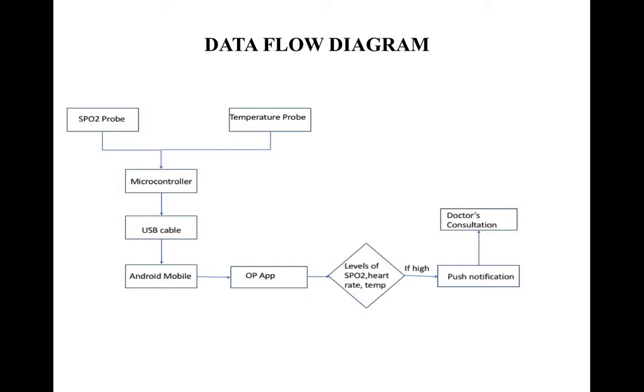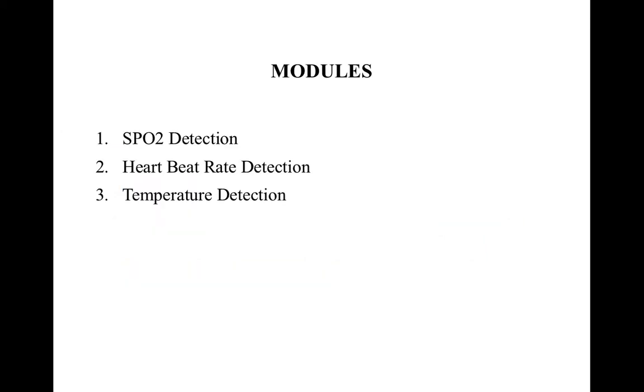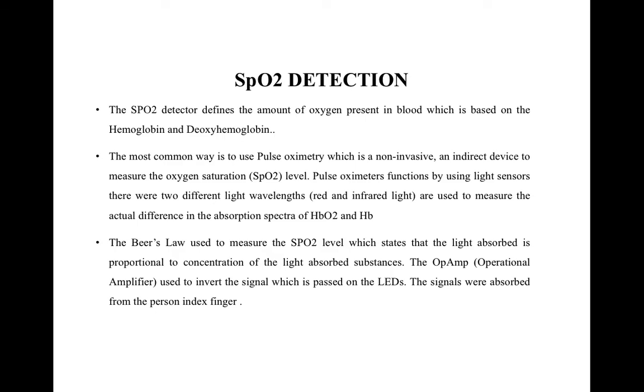Once the ranges are measured, we can view the ranges in the app. If it's high, it will send a push notification to the doctor's mobile for the consultation. Here we are using three modules: SpO2 detection module, heartbeat rate detection module, and temperature detection module. First, let's see SpO2 detection.